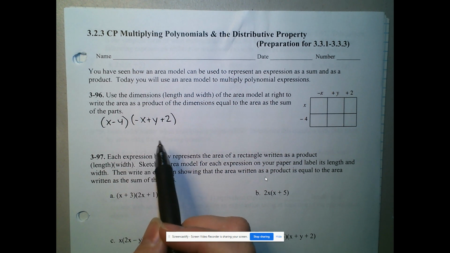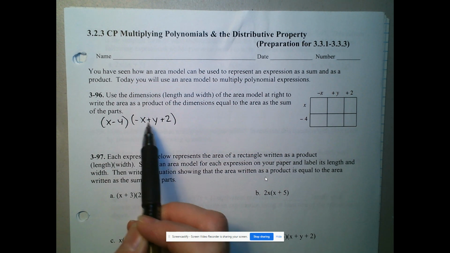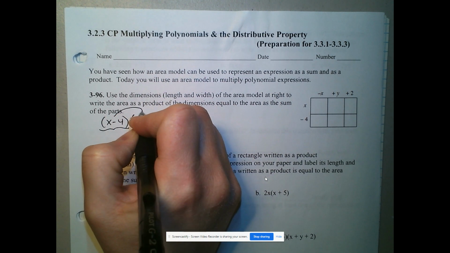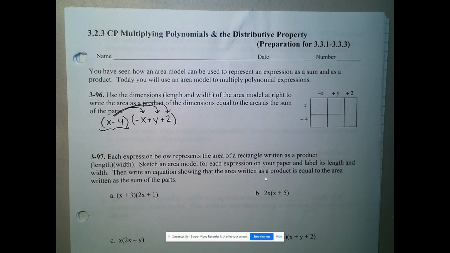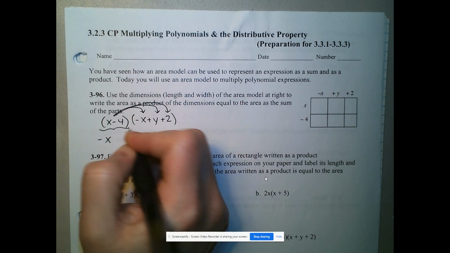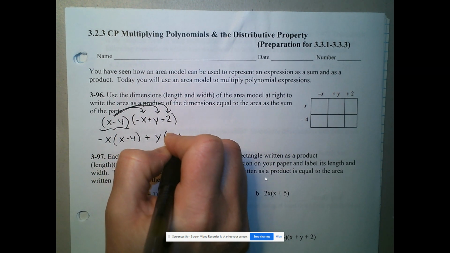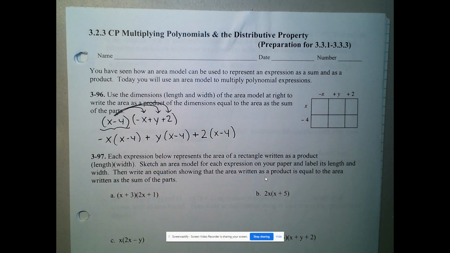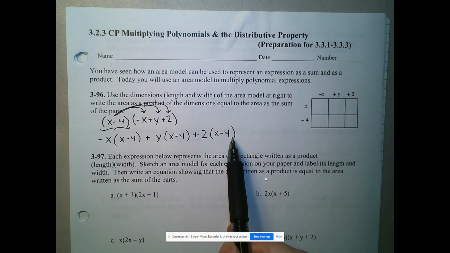Now, how do we do that? We use the distributive property. We distribute the x minus 4 multiplied by each of the parts inside. We talked about this in the last section, and we're going to show you today how to make it a little bit more efficient. So what's really happening is we're multiplying negative x by x minus 4, and we're multiplying y by x minus 4, and we're multiplying 2 by x minus 4. And that's going to yield 6 terms. Now, the picture would have given us 6 terms, but this is also going to give us 6 terms.